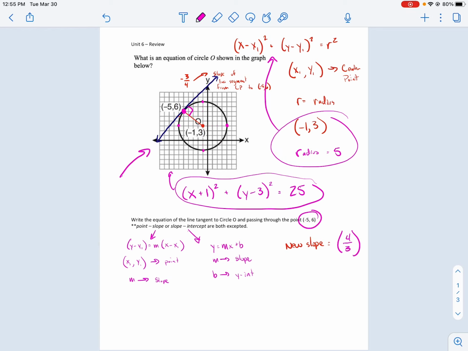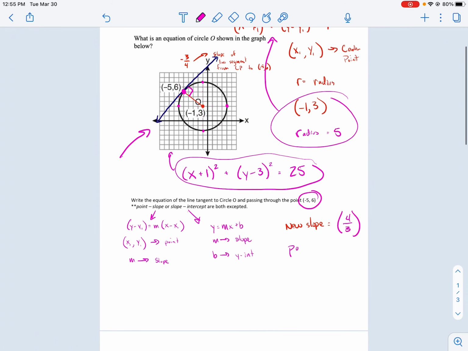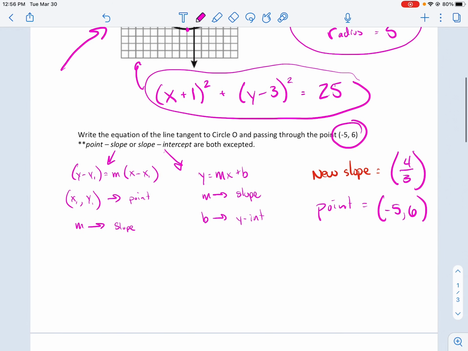And again, to be tangent means that it is touching our circle at exactly one point, and that point is negative 5, 6. So that point that we're going to use is negative 5, 6. Now we have all the information we need. Now we just need to put it into either form. If we wanted slope-intercept form, we would still have to use the point-slope formula.